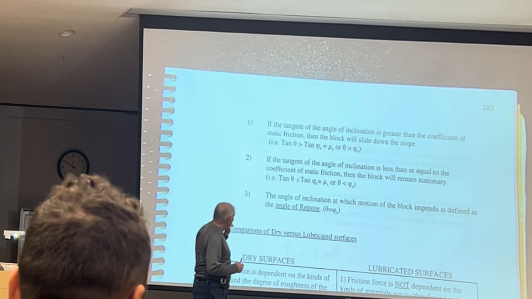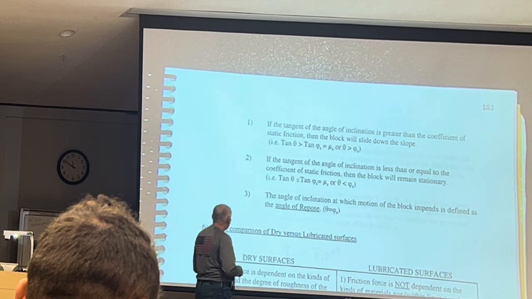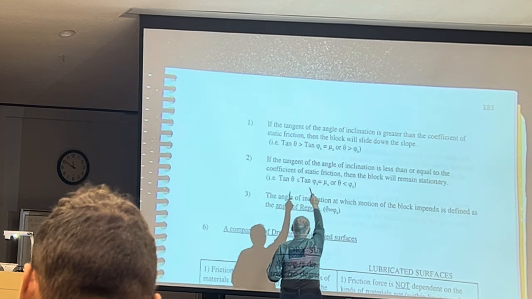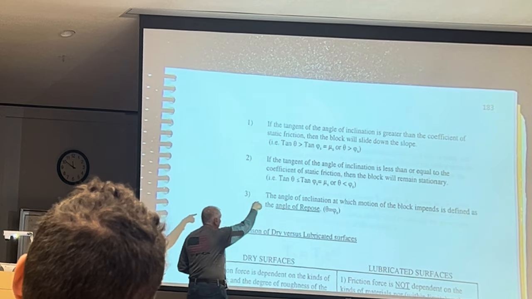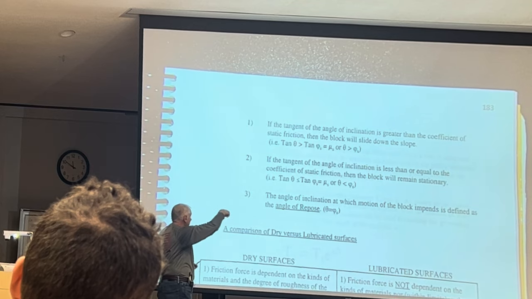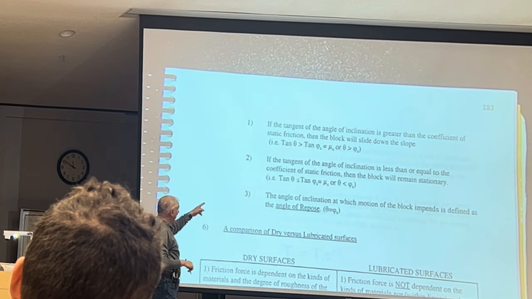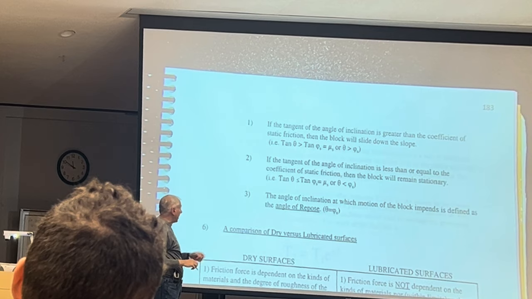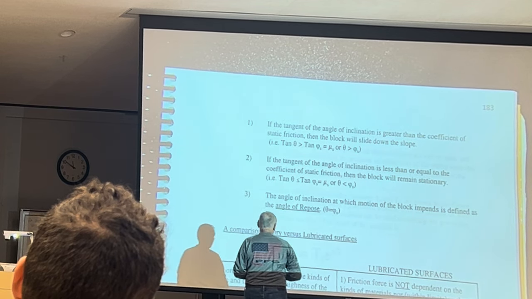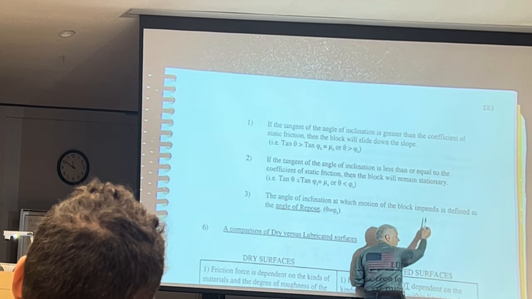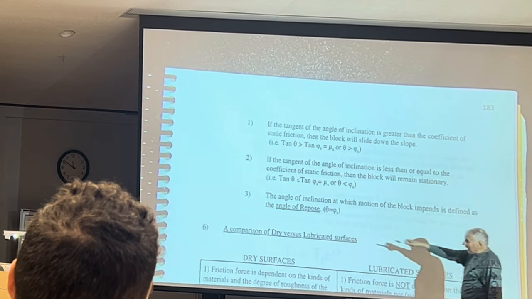I state them in words, and then I give them to you in formula form. Tangent of theta is greater than tangent of phi s, which equals mu s. In other words, if the angle of inclination is greater than the angle of friction, then the block will slide down the slope. If the tangent of the angle is less than or equal to the coefficient of static friction, then the block will stay stationary. And the angle at which it is under impending motion, which means it's at the peak of that graph, that's called the angle of repose.